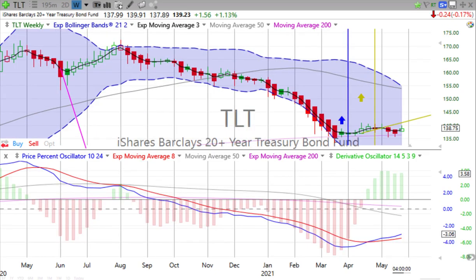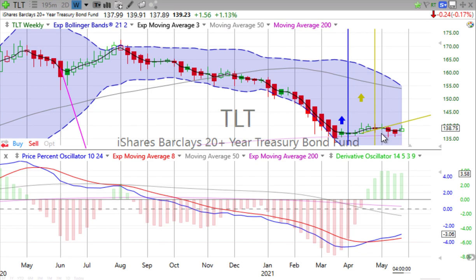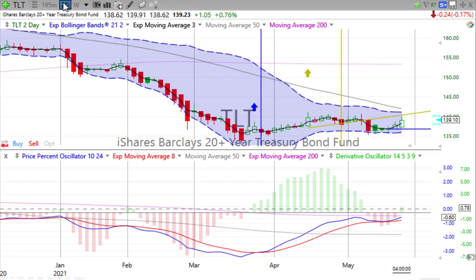Let's look at bonds. Bonds down for the day as stocks were up 0.17%, as I said earlier. Bonds crossed over, going up with that weekly vertical crossover back on the week ending the 30th of April. And then, of course, subsequently slid sideways and down for 2 weeks, trying to gain a little momentum. Price percent oscillator pulling away from the red signal line, derivative oscillator gaining some momentum, but not hitting its prior peak yet.